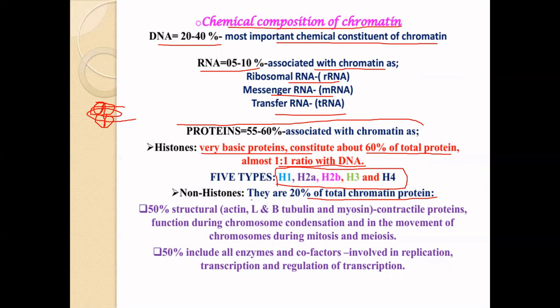We will discuss that later, and it includes actin, alpha and beta tubulin, and myosin. These are different contractile proteins which are involved in chromosome condensation, and also in chromosomal movement during mitosis and meiosis. And this 50% includes all enzymes and cofactors which are involved in replication, transcription, and regulation of transcription.